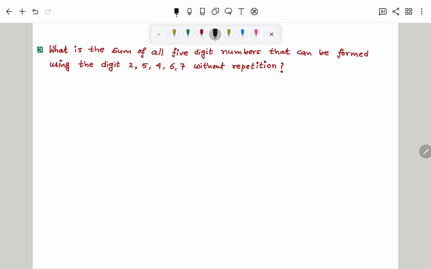So before doing this problem, we will try to understand it by taking 3 digits here. So let's say we consider 3 digits A, B and C. What we do is list all 3 digit numbers using the symbols A, B and C. So how do we do that?